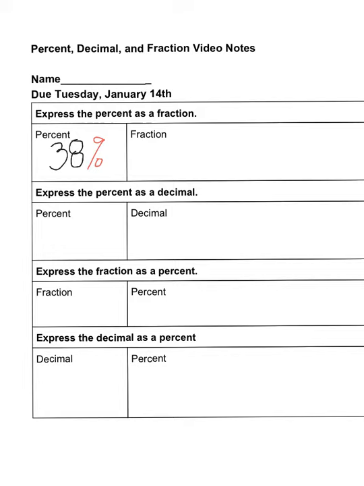Let's start first. If we start with a percent and we move to a fraction, well, we know that percent means out of 100. So the first thing I'm going to do is make my denominator 100 because percent means out of 100. The next thing I'm going to do is take my percentage or my amount and put that in my numerator. So 38% written as a fraction would be 38 over 100, or 38 hundredths.